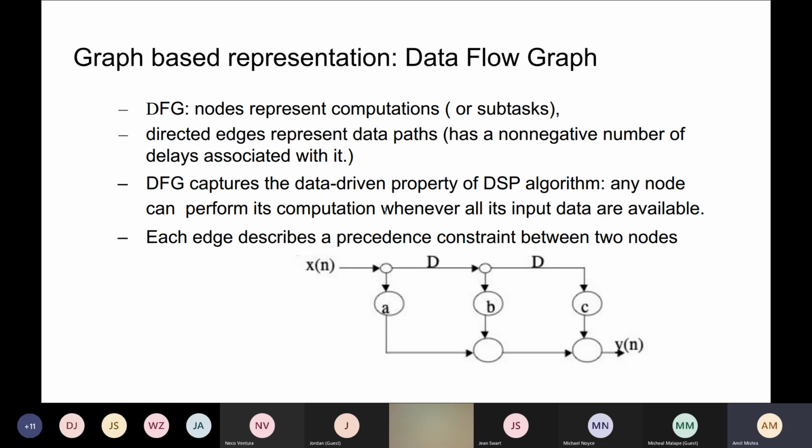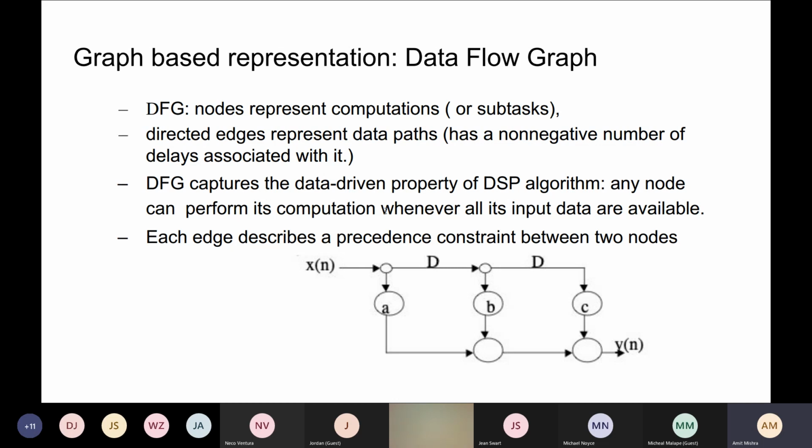So a simple directed edge from node A to node B implies that the operation happening in node A has to finish and give the output to node B. So for node B to start working, it needs the output from node A. That is the meaning of the directed edge. And we can also add delays, which can be represented on these directed edges as well.